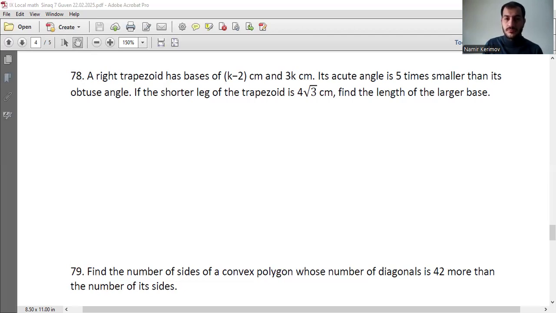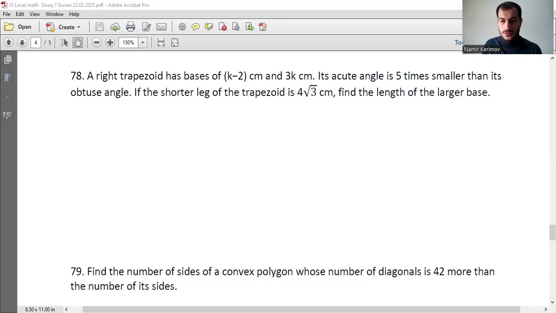be 4 root 3 times root 3, which is 12. So we know that that length is 12. So this greater base minus smaller base is 12. Greater one minus smaller one equals to 12.